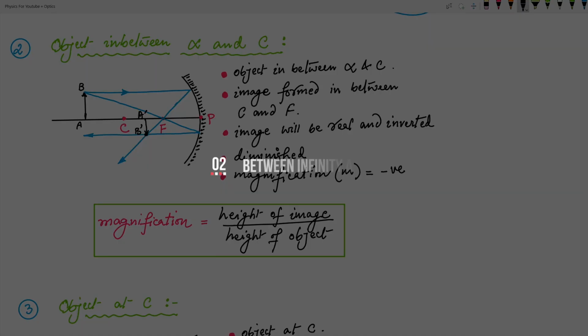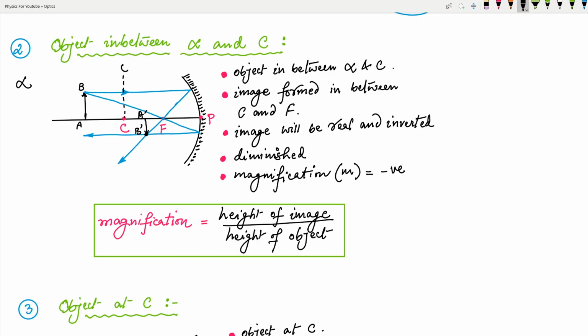In case number 2, we'll see that the object is placed in between infinity, this is infinity, and center of curvature, that is this is C. Okay, and the object has been placed here in between them. So this is our first point. Second point, image formed in between center of curvature and focus. Okay, so we got the image to be in between center of curvature and focus from the ray diagram. So let's understand the ray diagram.